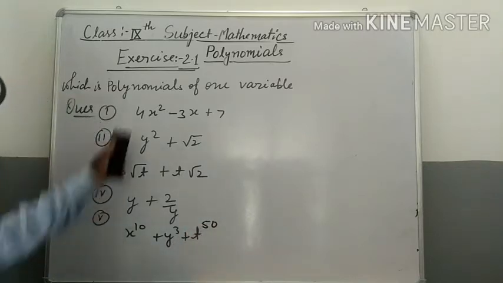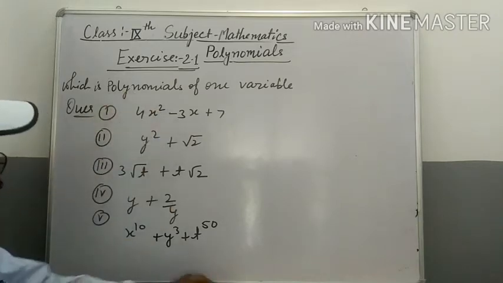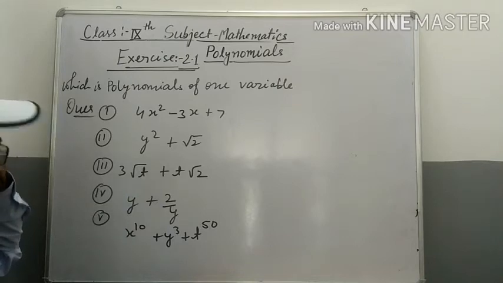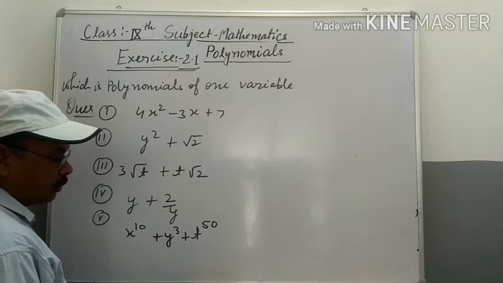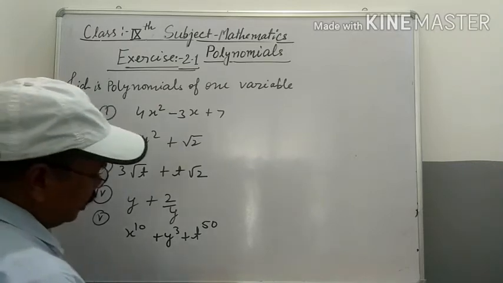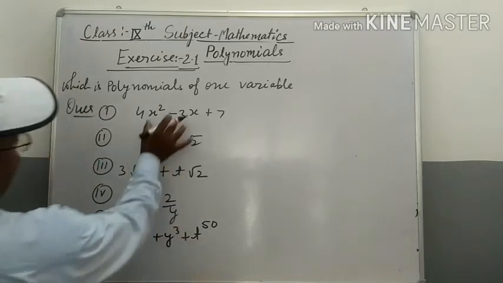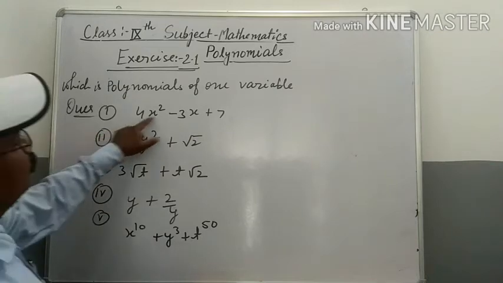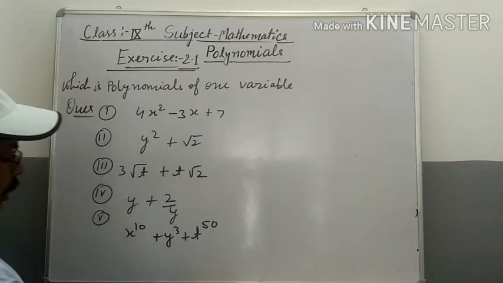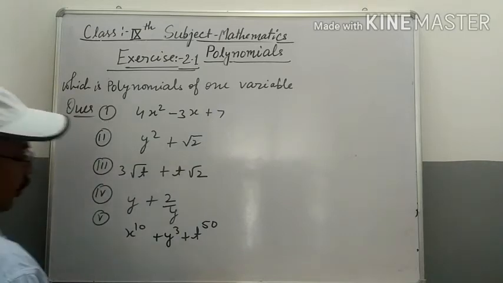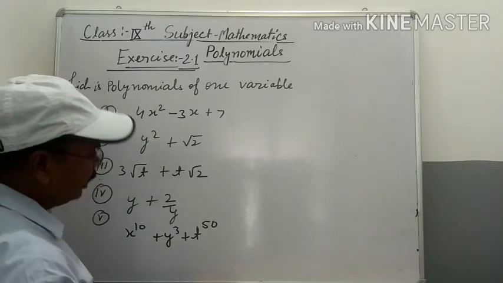In these given expressions, we have to find out which are polynomials of one variable, and we have to give the answer for those which are not. What is the reason? Students, the first example you can see, 4x square minus 3x plus 7: all the indices of x are whole numbers, so it is a polynomial of one variable, x.